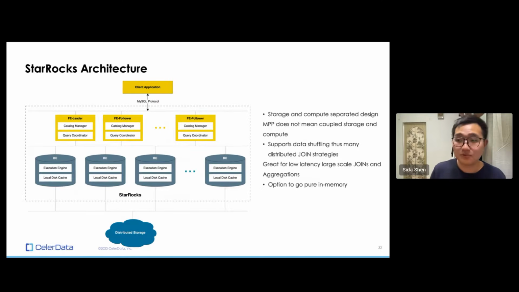And StarRocks supports data shuffling and many distributed join strategies. So it's very great for low-latency, large-scale joins and aggregations, right? And it also has the option to go pure in-memory for data shuffling. And so it's great for sub-second queries.